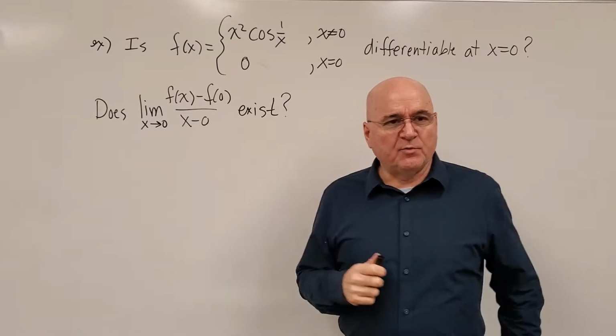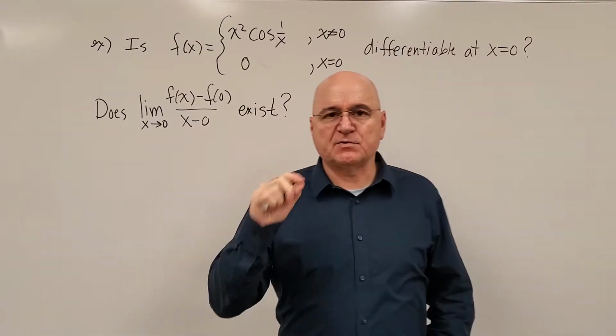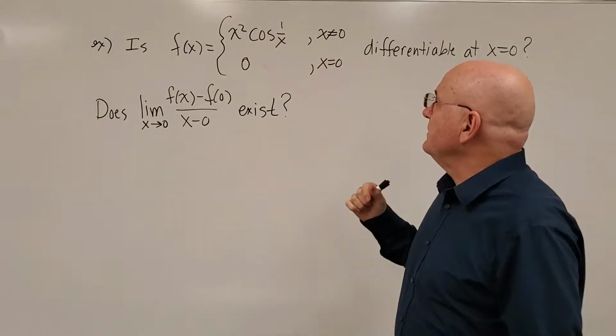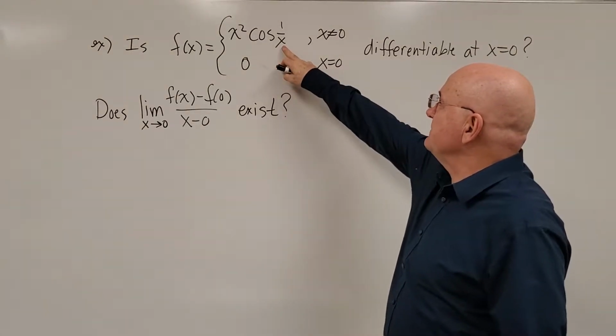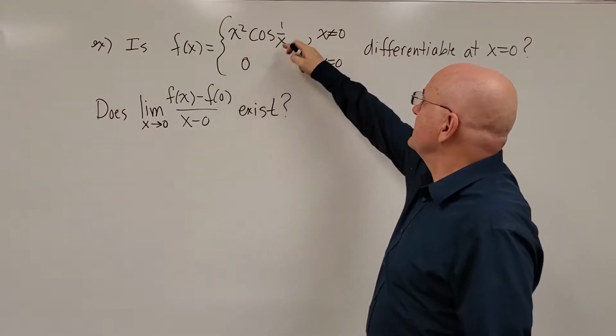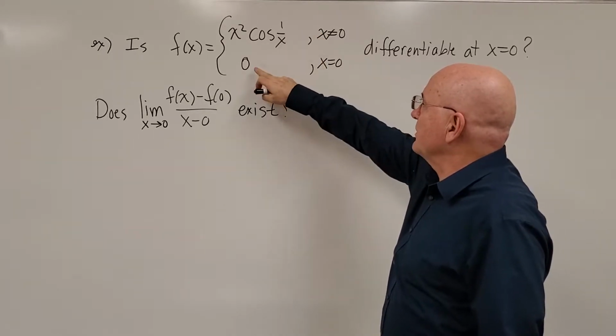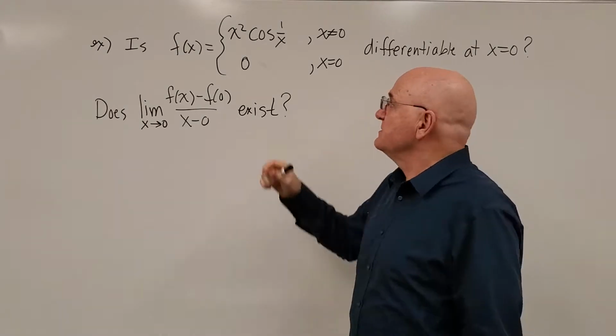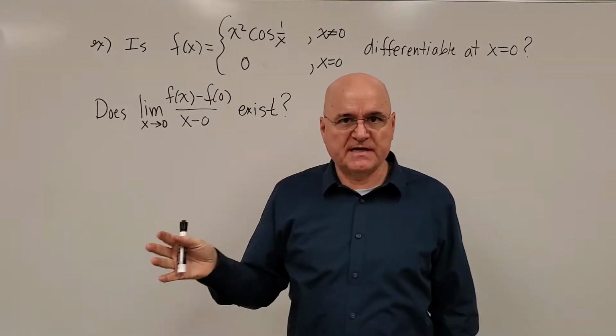For our first example, we're going to look at the function x squared times cosine 1 over x. Now, this function is not defined at 0 because we have the 1 over x, but we're going to define it to be 0 when x is equal to 0. So this function is defined on the entire real line.